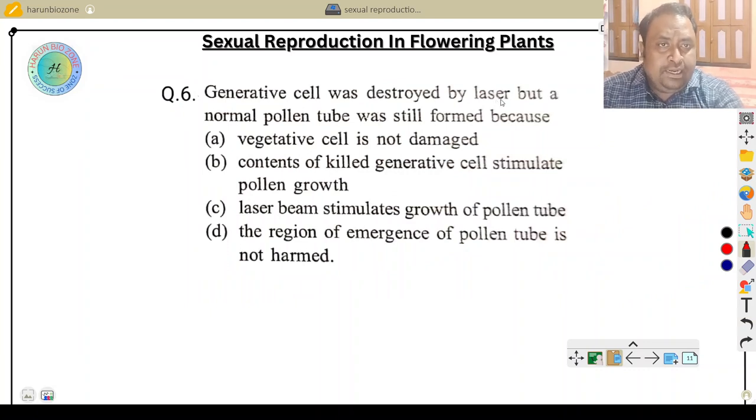The generative cell was destroyed by laser but a normal pollen tube was still found because the vegetative cell is not damaged. This is the right option, because the vegetative cell is not killed by the laser. The option that the content of the killed generative cell stimulates pollen growth is false, and laser beam does not stimulate growth of the pollen tube, because the generative cell already died by the laser. The region of emergence of the pollen tube is not harmed.